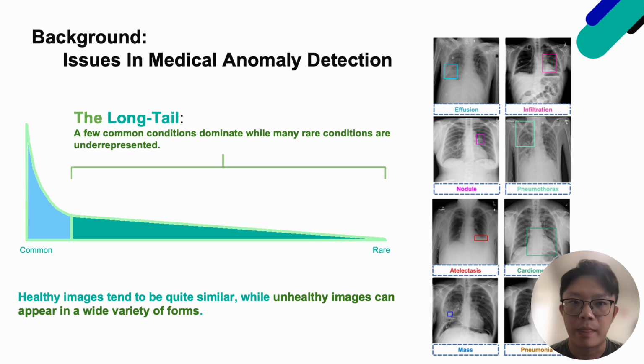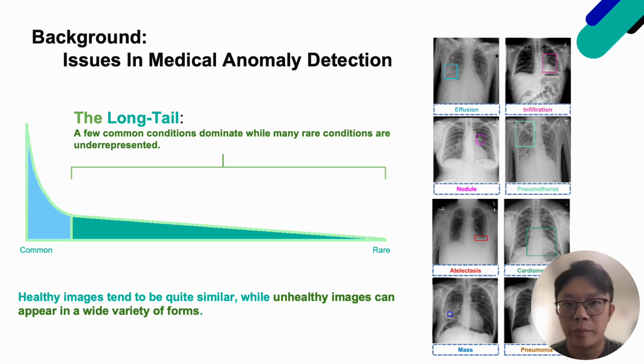quite similar, while unhealthy data can appear in a wide variety of forms. You may refer to the chest X-ray on the side. Although the X-ray images share a very similar skeleton, the diseases may appear anywhere, and those diseases are commonly fine-grained and hard to notice or detect.